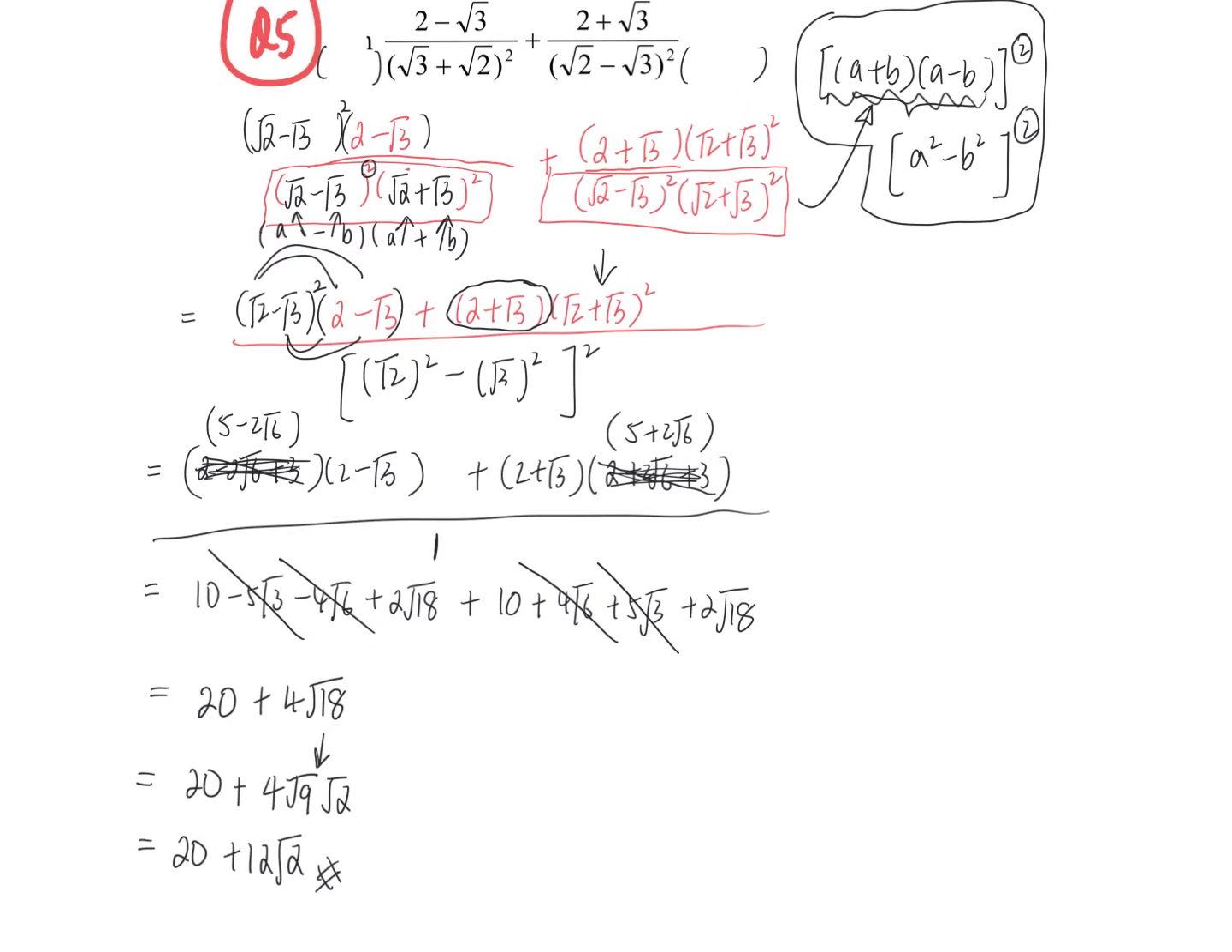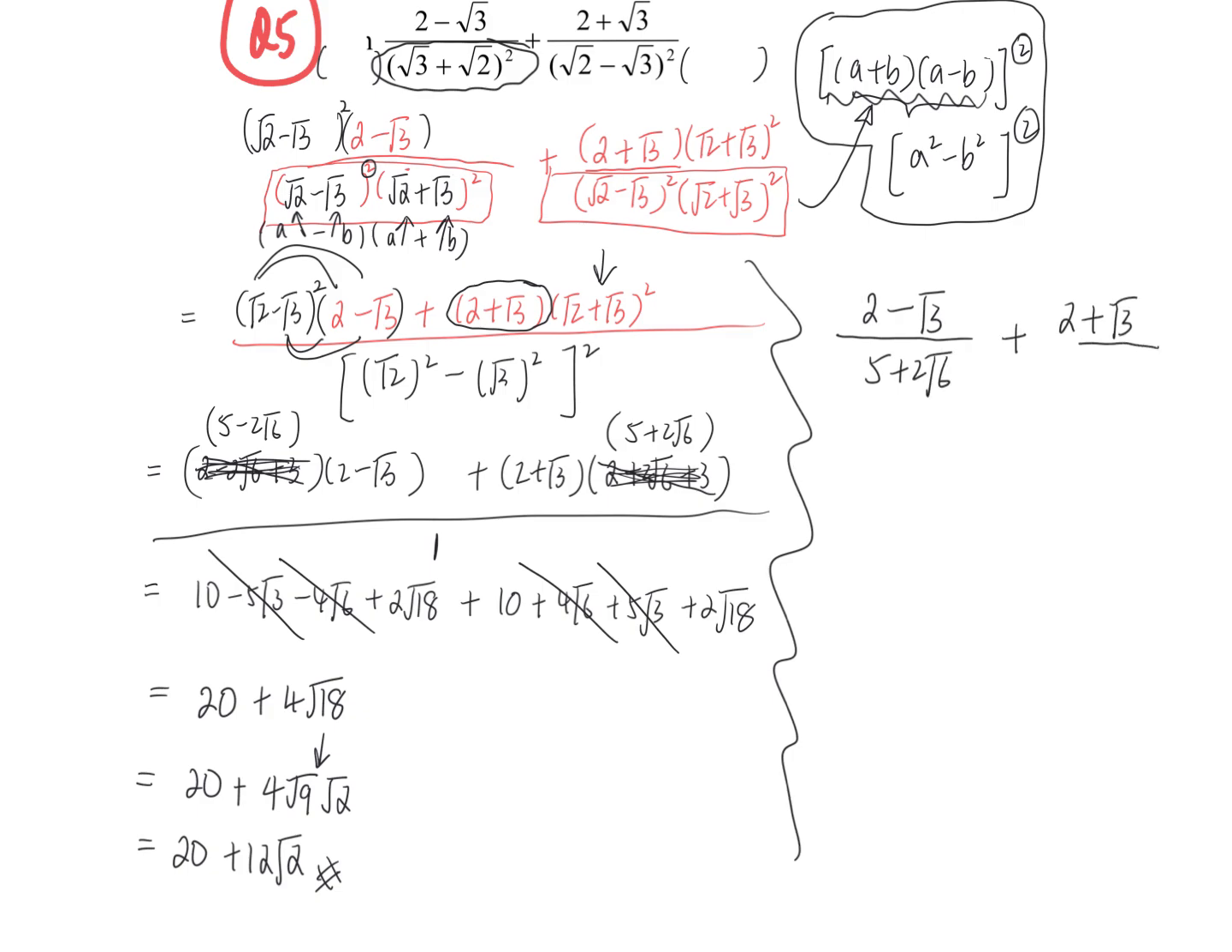Okay, for those who don't like this method, you find it too complicated, then you can go and simplify your denominator first. That means go and simplify this. You will end up having 5 plus 2 root 6. Here, same thing. Go and simplify the denominator. You will end up having 5. If you do this, you get the a plus a squared plus b squared.